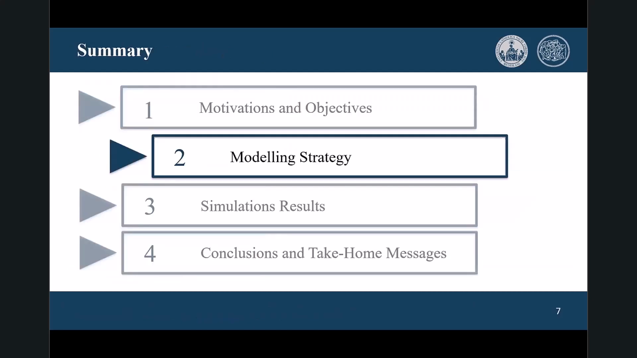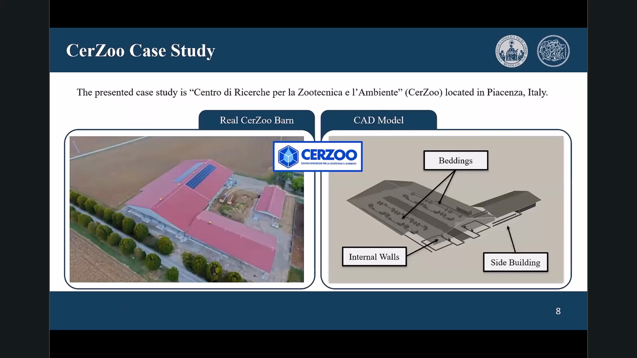This brings me to the second part of my talk, which is about the modeling strategy of a livestock building in CFD. We are currently working on the CFD simulation of the ventilation system of the Research Center for the Technical Activities located in Piacenza. On the left, you can see a picture of the real barn, and on the right, the computer model we are working on, just to show the geometry.